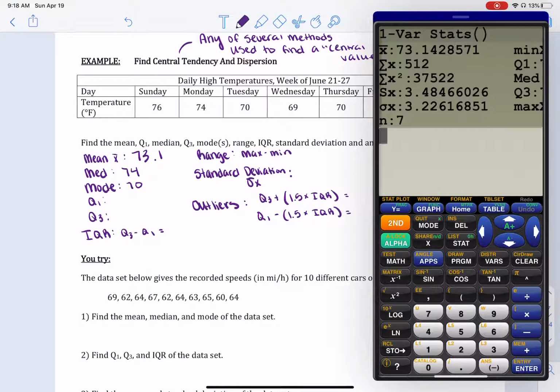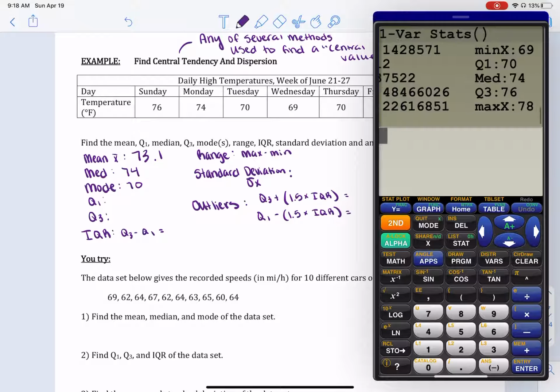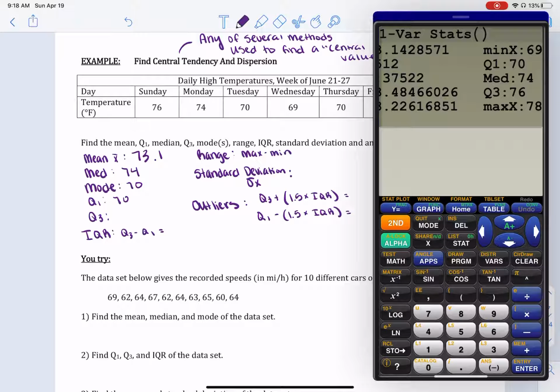I think that's going to be 70. Then we've got Q1 and Q3, so let's see if we can find that. Our Q1, our lower quartile, is 70, and our upper quartile is 76. I'm just looking at these numbers here to find it. Then our IQR, that's our Q3 minus Q1, so that would be 76 minus 70. It's not in our calculator, but we can do that one. That's just 6.